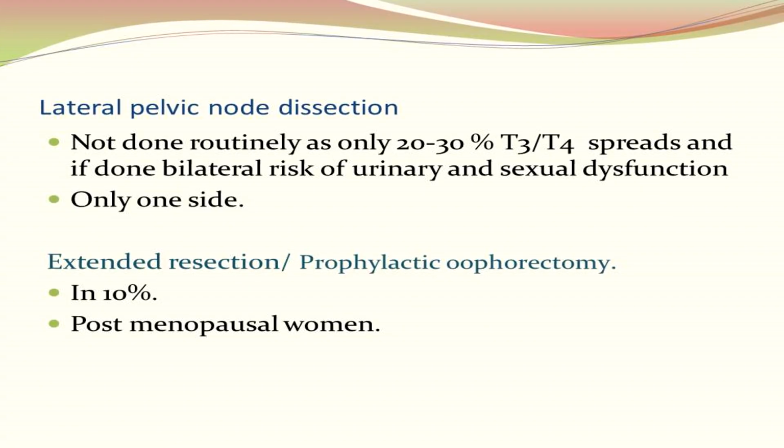Then some surgeons, apart from TME, do an extended resection or a prophylactic oophorectomy. Extended resection means they remove the affected organs, be it bladder, be it uterus. Okay.